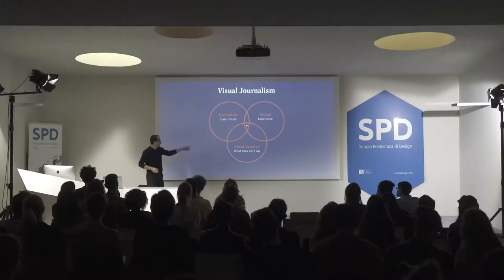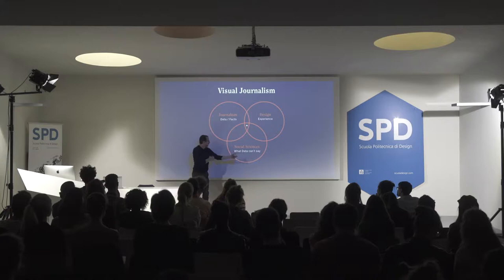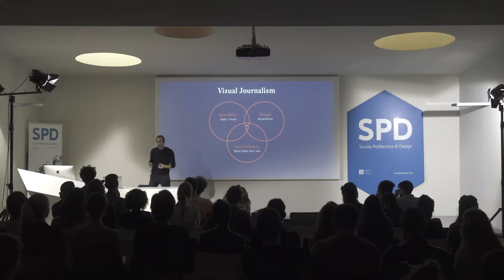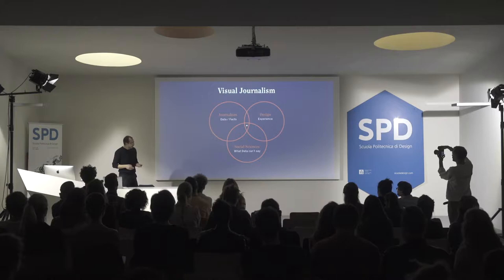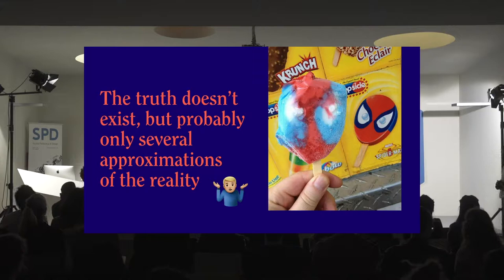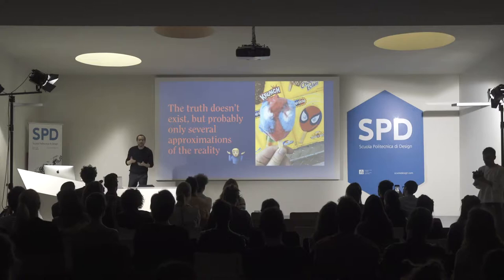But for instance, this number is not telling how much Chinese are integrated, how well they speak Italian or not. So this is the contribution of social scientists, telling what data can say, something that sometimes is more powerful than the numbers. So we rely on this idea that the truth doesn't exist. Probably there are several approximations of the reality. As designers, we can try to return as many facets as possible of the complexity of reality.